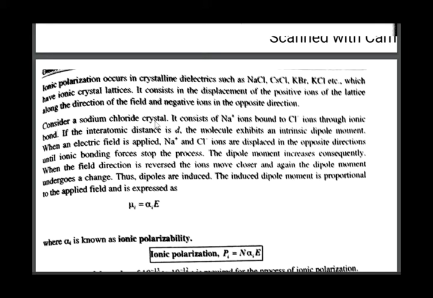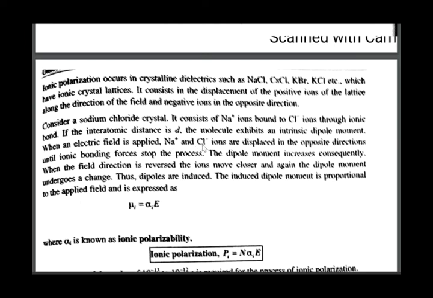Consider a sodium chloride crystal. It consists of Na plus ions bound to Cl minus ions through ionic bond. That I think all of you know. If the interatomic distance is d, the molecule exhibits an intrinsic dipole moment. When an electric field is applied, Na plus and Cl minus ions are displaced in the opposite directions until ionic bonding forces stops the process.